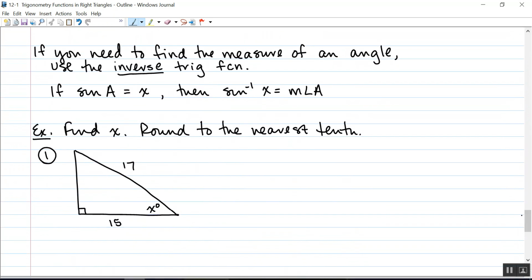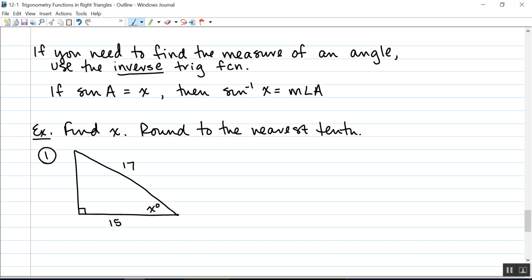And our last two examples deal with an inverse trig function. So if you need to find the measure of the angle, use the inverse trig function. What this means is, if I know what the sine of an angle is, then I can use the inverse trig function to find the measure of that angle. So in this case, I don't know what A is. I don't know what the measure of the angle is, but I know what its sine is. So then the inverse sine of whatever that value is equals the measure of angle A.